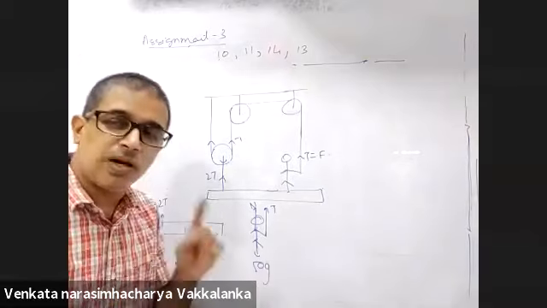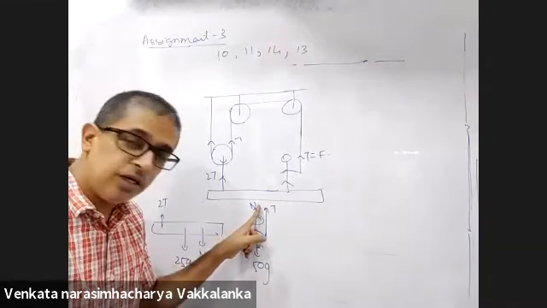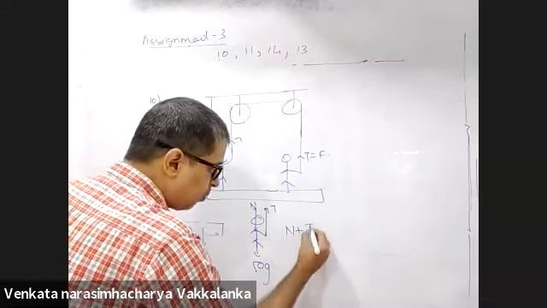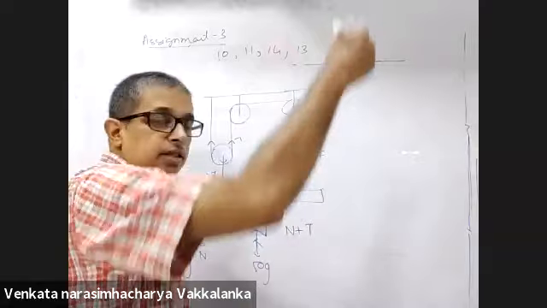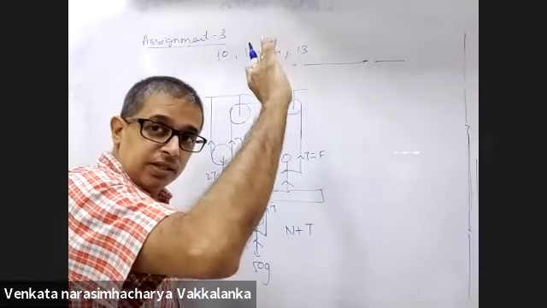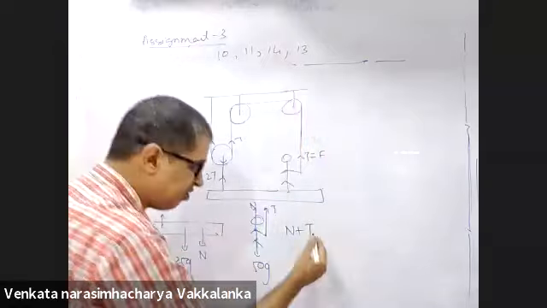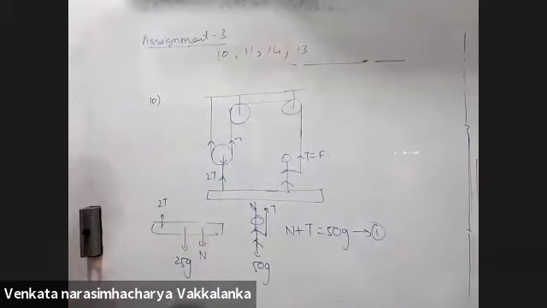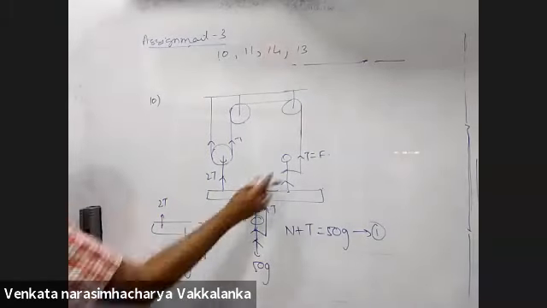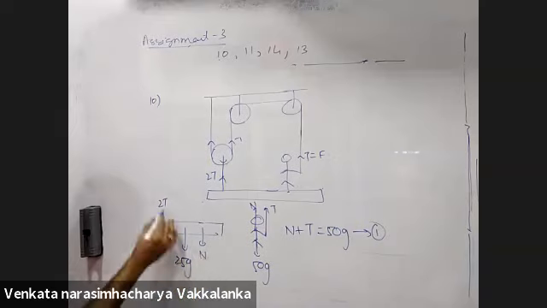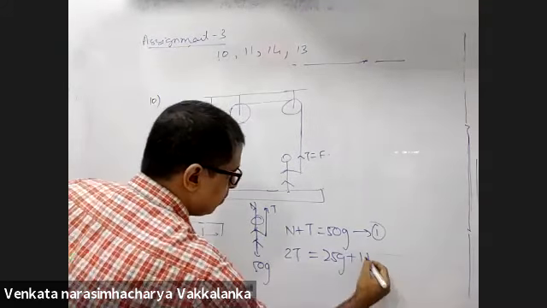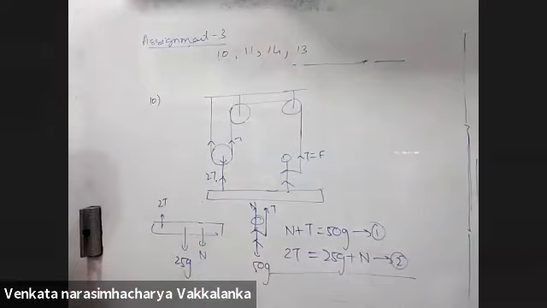Here, students will commit only one mistake. They tend to take normal force to be 50 g downwards, which is a mistake. Normal force plus tension. Girl is pulling the string with a force of F. The string will pull the girl with a force of F. That's the tension. Should be equal to 50 g is my first equation as far as the girl is concerned. Reaction of the normal force, right? 2T and mg. Now here it will be 2T will be equal to 25 g plus normal force.